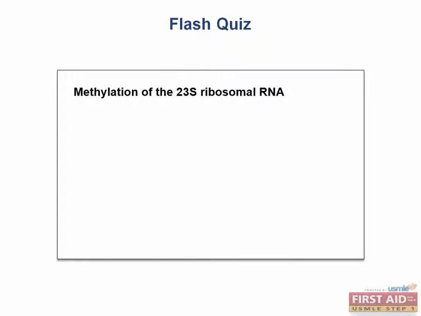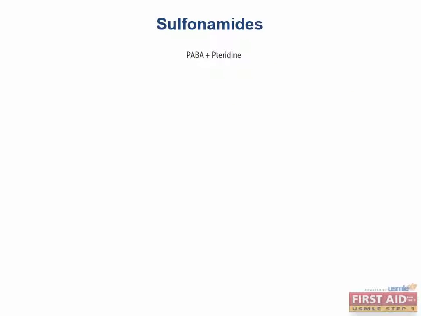Remember that bacteria methylate the 23S ribosomal RNA, making the macrolides unable to bind and therefore ineffective. The sulfonamides are the other class of medication that interferes with folic acid synthesis. Because this is a very high yield topic for Step 1, let's review the folic acid synthesis pathway.